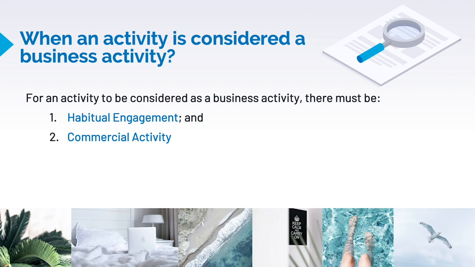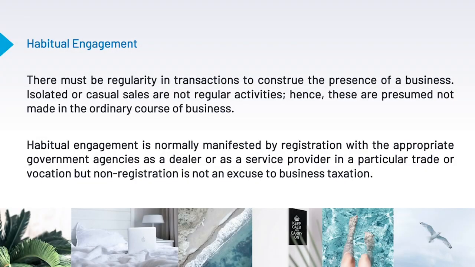So, number 1, what is habitual engagement? The keyword is regularity in transactions to construe the presence of a business. This is different from casual or isolated activities, which are not part of the usual business of a company. These are presumed not made in the ordinary course of business. Habitual engagement is normally manifested by registration with the appropriate government agencies as a dealer or a service provider in a particular trade or vocation. But non-registration is not an excuse to avoid business taxation.